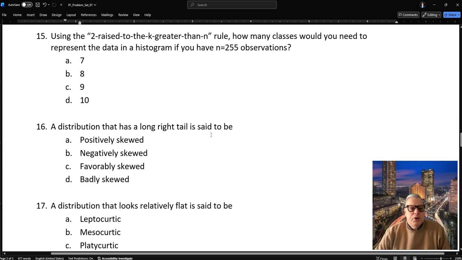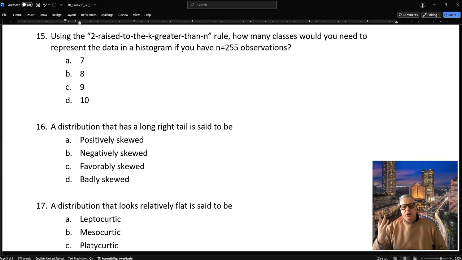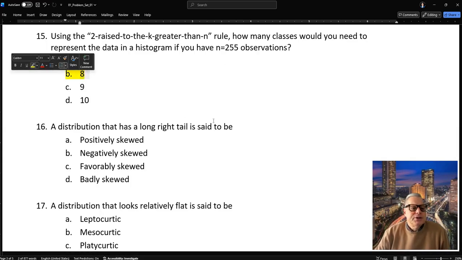Okay, 15. Using the 2 raised to the k greater than n rule, how many classes would you need to represent the data in a histogram if you have 255 observations? Okay, so now we have to go like this. 2, 4, 8, 16, 32, 64, 128, 256. So we would have to have 8 classes because 2 raised to the 8 is 256, and that is the first, which is greater than 255. So the correct answer is A.